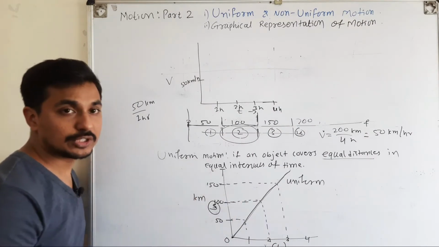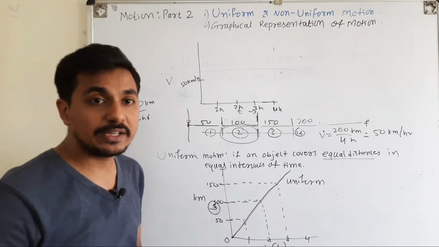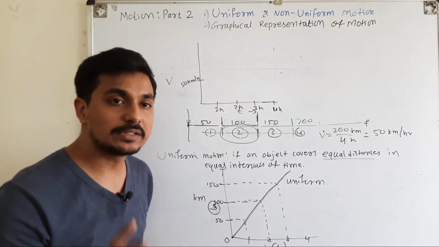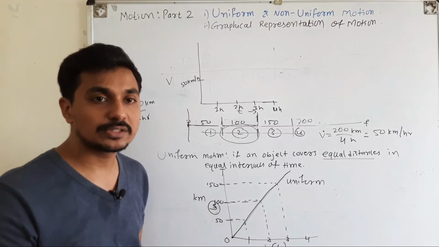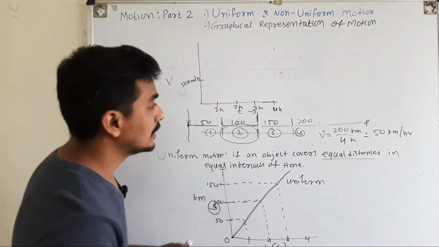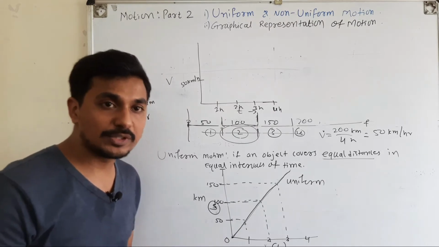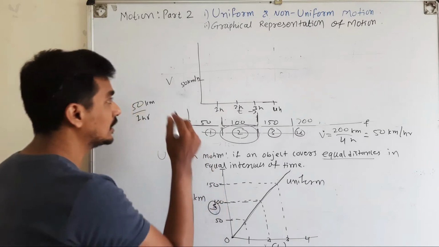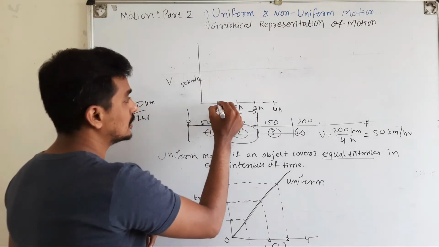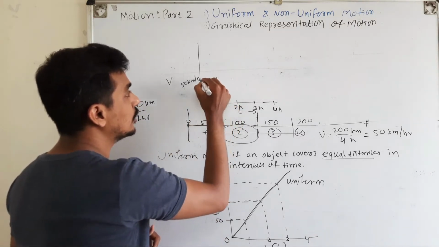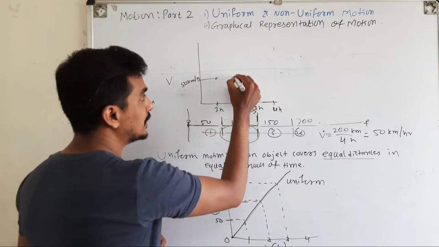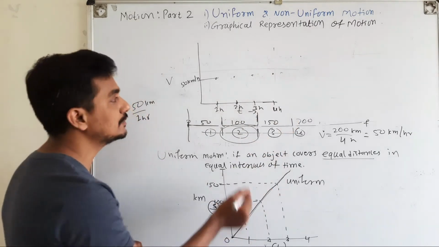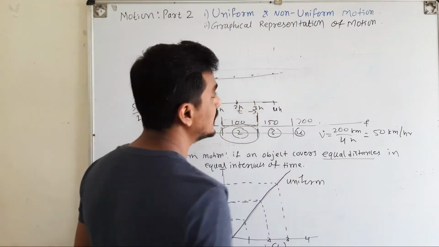So in uniform motion, the object is traveling with the same speed, with a constant speed. It is not changing its speed. So that type of motion is called uniform motion. So the velocity of the object remains constant. With time the speed is not changing. In the first hour the speed was 50 kilometer per hour. In the second hour the speed was again 50 kilometer per hour. Fourth hour same speed. So in all the hours the speed is the same.